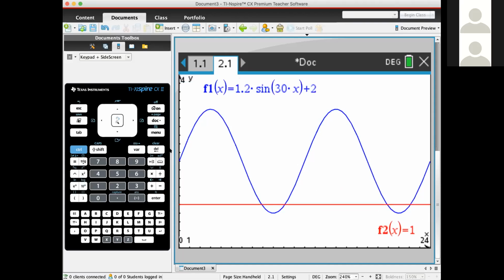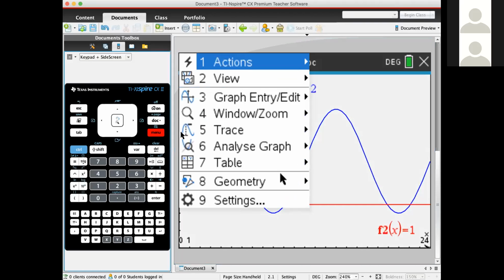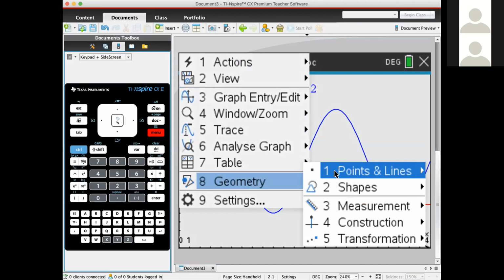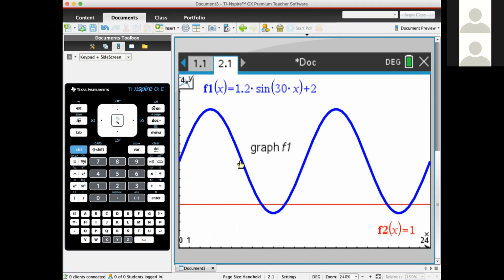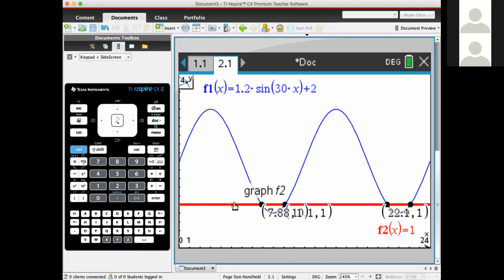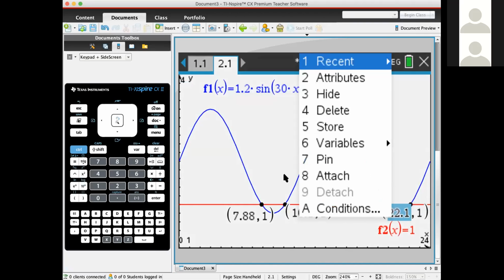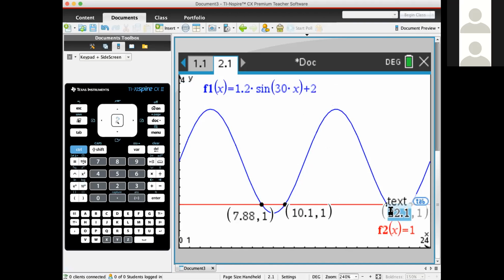All right, they're saying, let's find that out by using the intersection. I'll use the geometry option, the intersection points, and I'll find the point of intersection of the two graphs. And there you got the values, the points of intersection. Can you see that? Those are the 4 points of intersection.